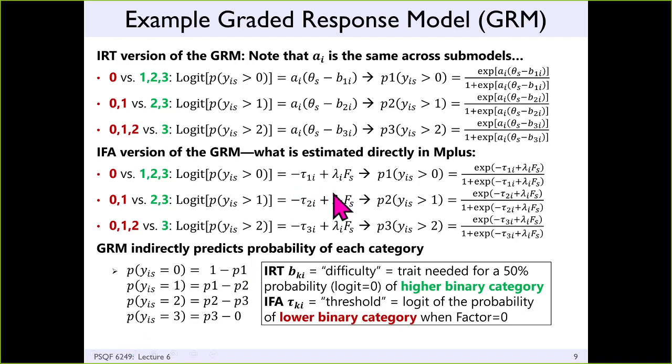Okay, how are we doing? Good with this? Okay, so it's just like binary models again on crack. Just a higher level of complexity.